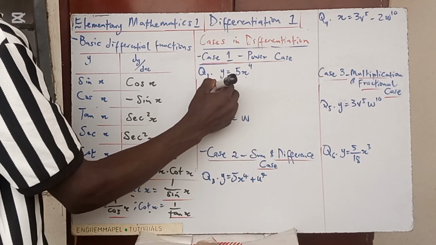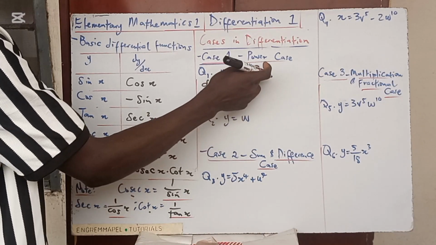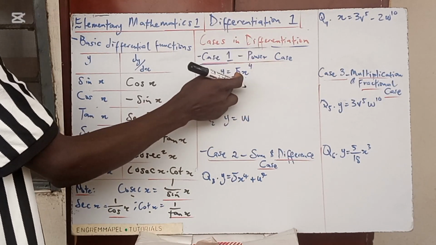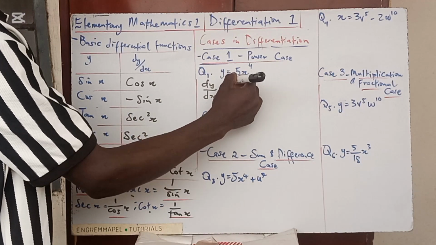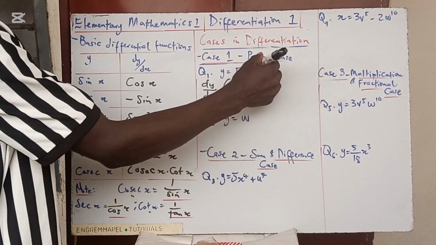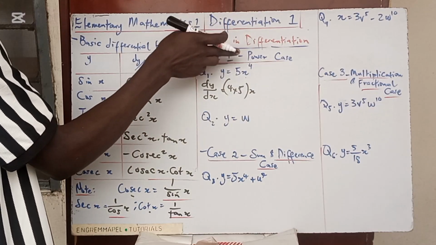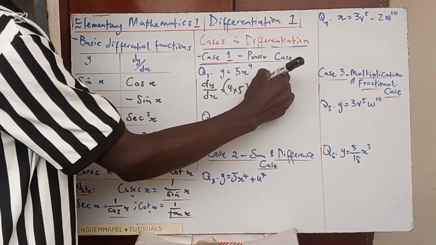You say dy dx will be equal to, this 4 is the power, right? Multiply it by the coefficient, that is 5. So you will have 4 multiplied by 5. Then for this x, that 4 is the power, you minus it by 1. So you'll be having 4 minus 1.